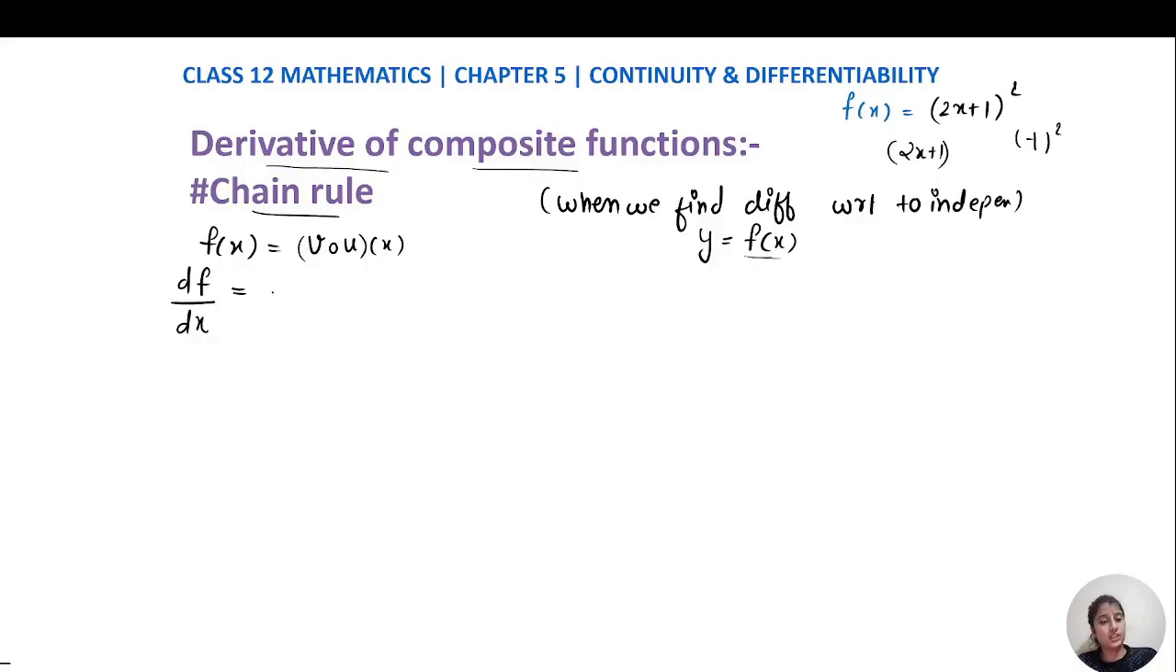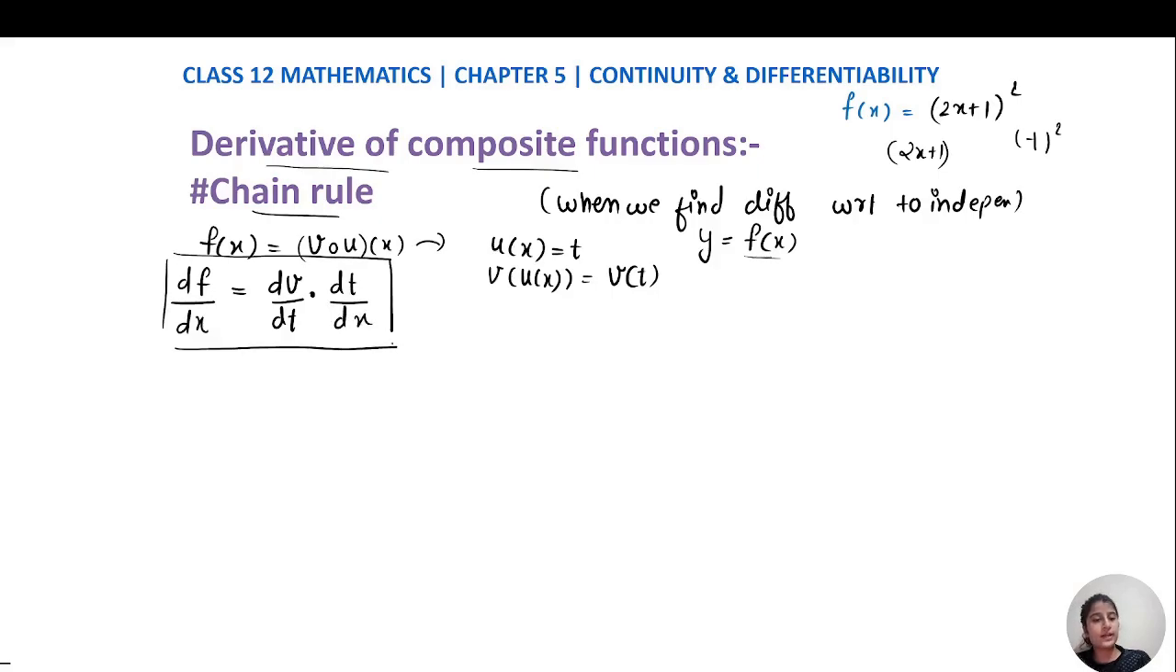It will be given by the chain rule. Before that, you convert it into a different form, and then you use the chain rule. So we take our u of x and name it t. Then our v of u of x will be nothing but v of t. We differentiate v with respect to t, and u with respect to x. So df by dx is given by the derivative of v with respect to t, times the derivative of u, which is t, with respect to x, that is dt by dx. Okay, this is the chain rule. This is nothing but the chain rule.